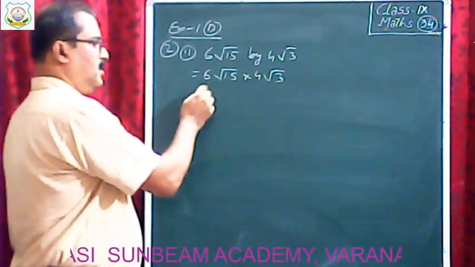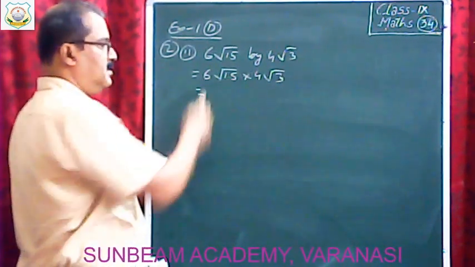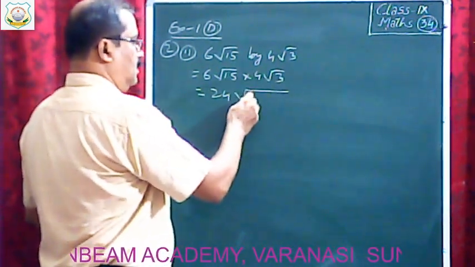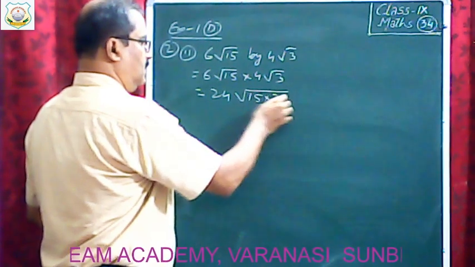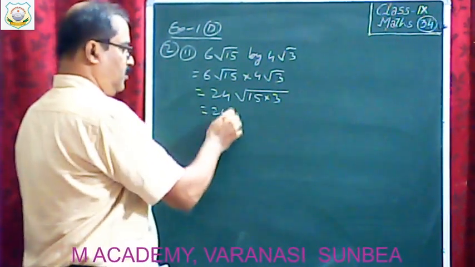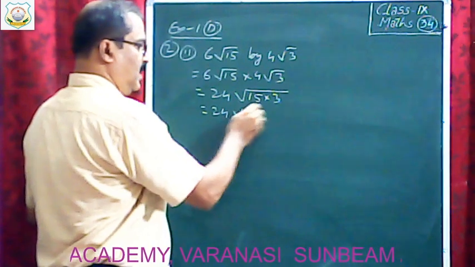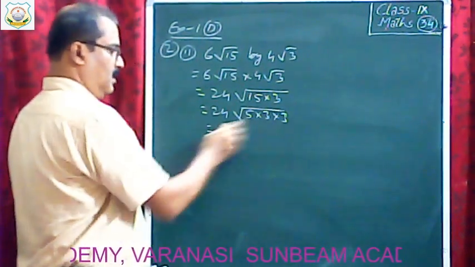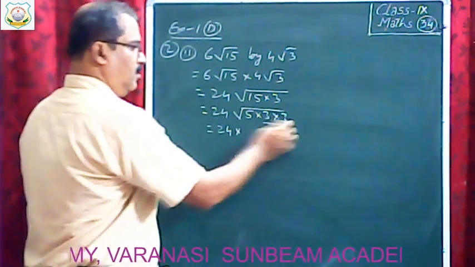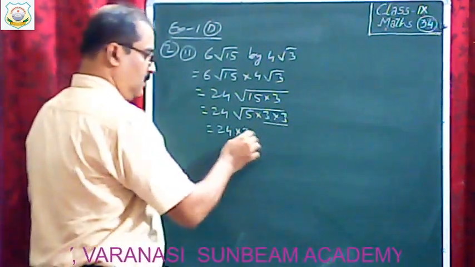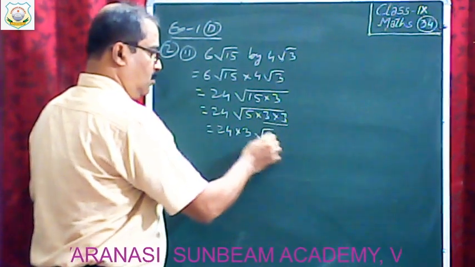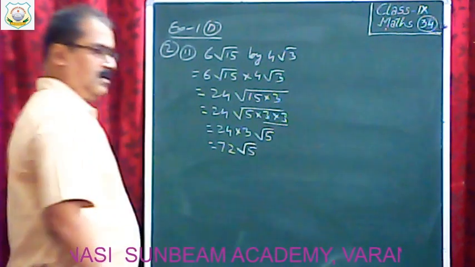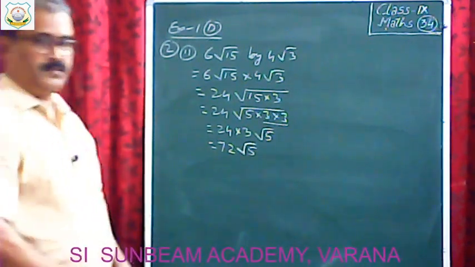So first of all you have to multiply the rational number 6 into 4, 24, and thereafter you have to write square root 15 into 3. So 24 square root 15 means 5 into 3 and 1 3 is there also, we get a pair of 3. So 24 into from pair of 3 you have to take out 1 3 root 5 left. So 72 root 5.